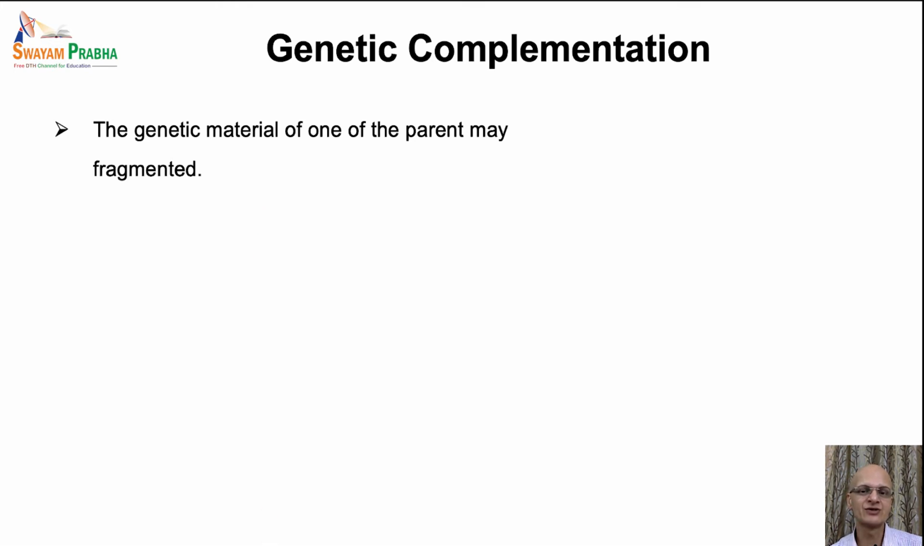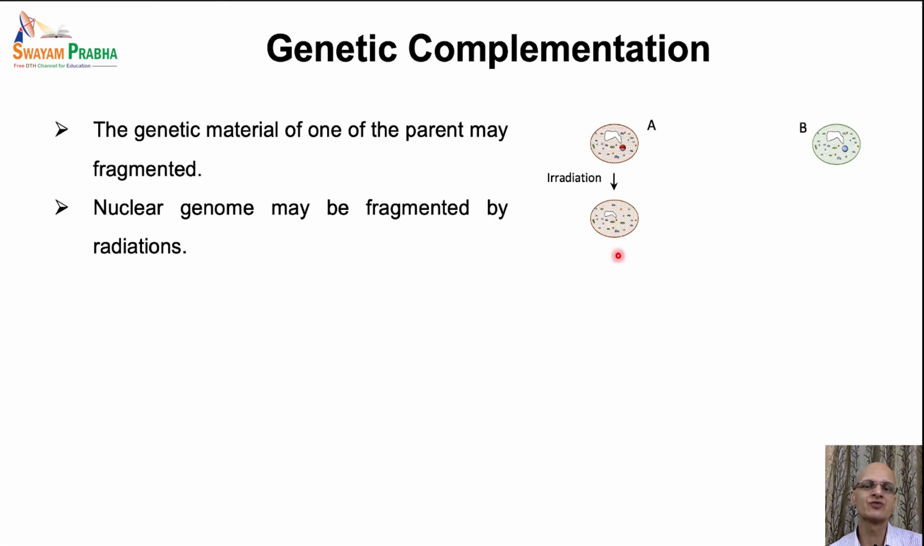Suppose we have two plant species, that is species A and species B, and we want to combine the cytoplasmic genome of the species A with the nuclear genome of species B in the hybrids. So the first important point is that we don't want the nuclear contribution from the species A. Therefore, we can use the genome fragmentation tools to destroy or fragment the nuclear genome of the parent A, and it is usually done through the radiations, and we will learn about it shortly later in this lecture.